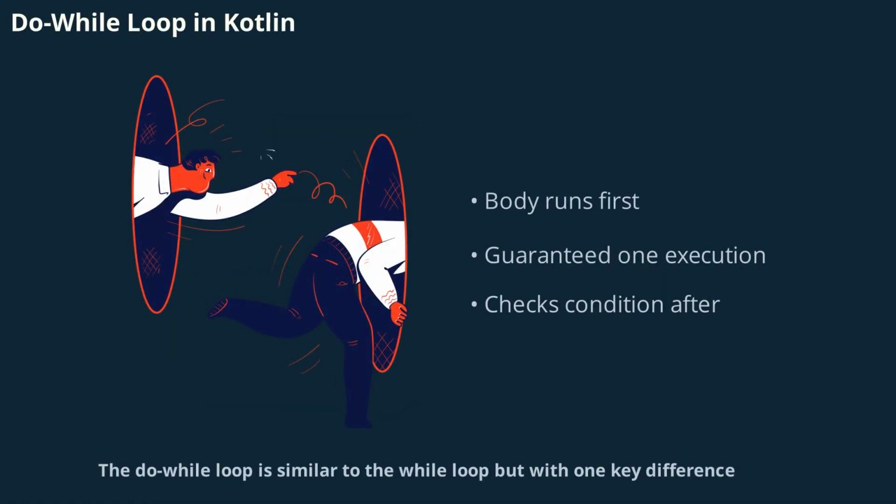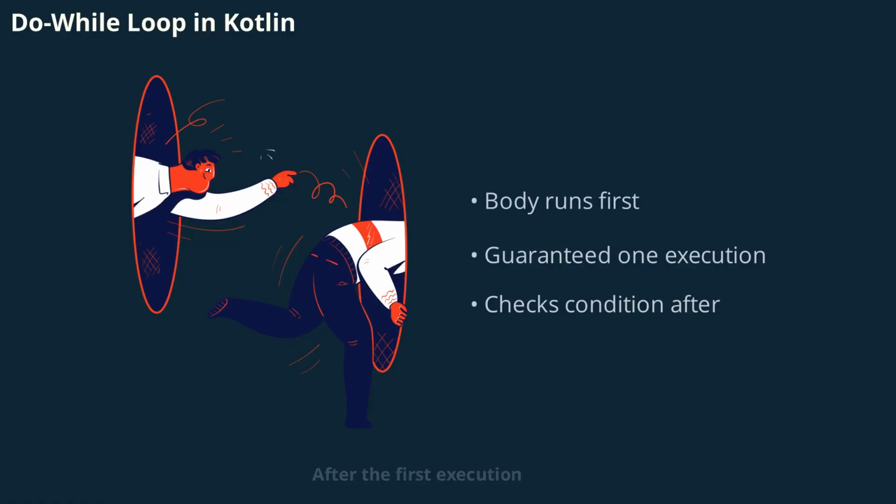The do-while loop is similar to the while loop, but with one key difference. It always executes the loop body at least once before checking the condition. This is useful when you need to ensure that the code inside the loop runs at least once, regardless of the condition. After the first execution, the loop continues as long as the condition remains true.